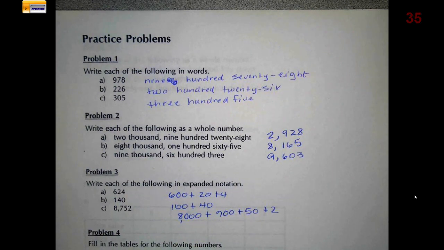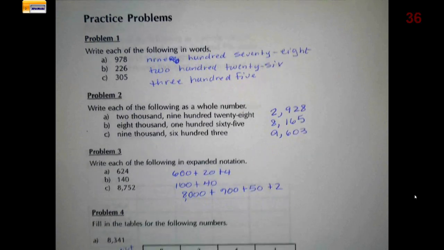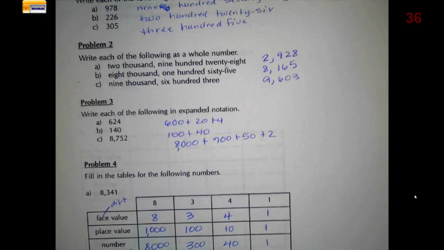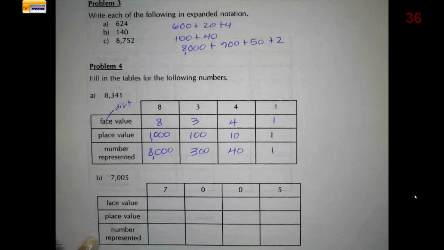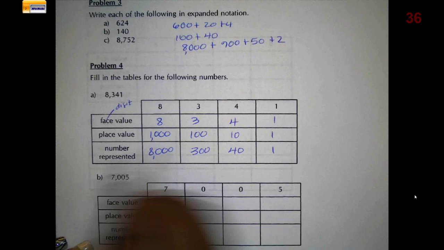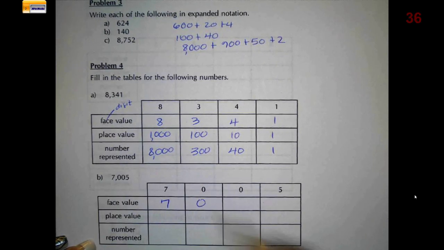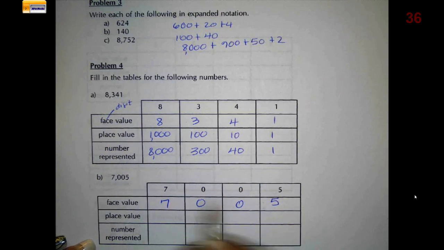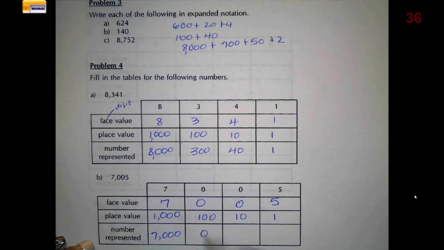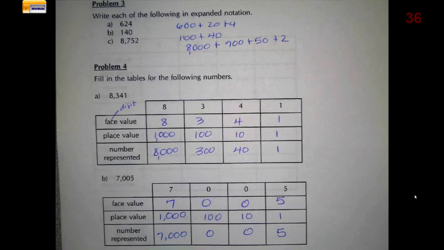Any questions on problem 1, 2, 3, or 4, since we did 4 as well? So 5 should have been easy. What did you guys get for 5? Oh, I'm sorry, 4B. What did you get for the place value under the 7? 1,000. Mm-hmm. Face value is 7, place value is 1,000. I just did it in a row: 1,000, 100, 10, and 1. And this will give me 7,000, 0, 0, and 5. So that's what you should have gotten on the bottom.